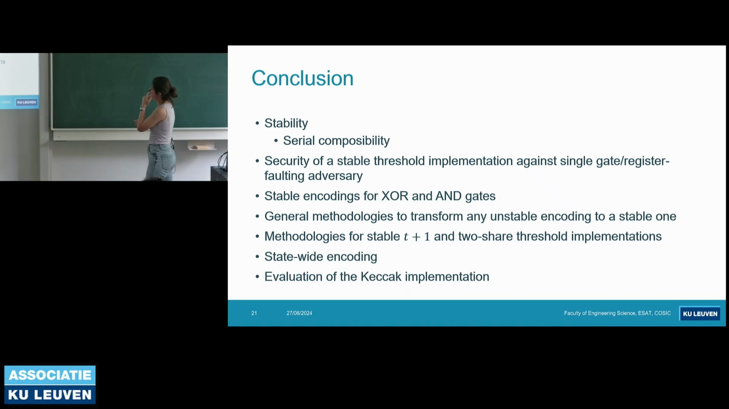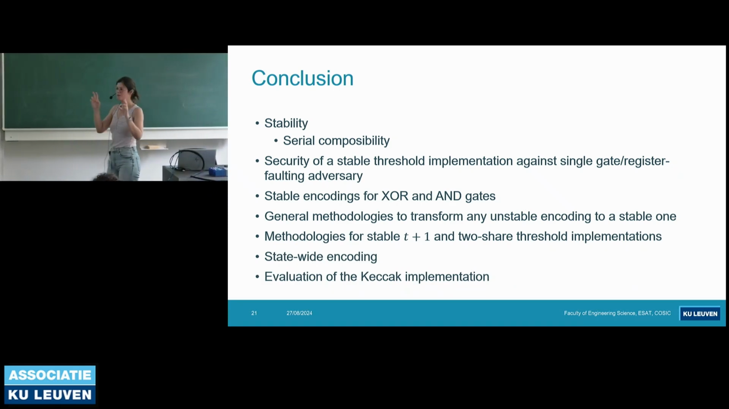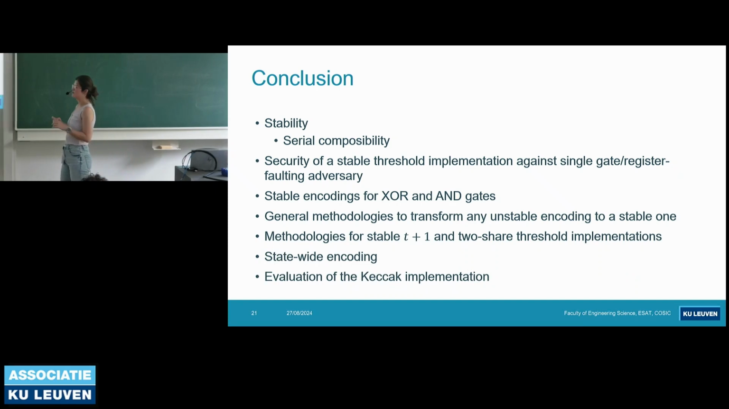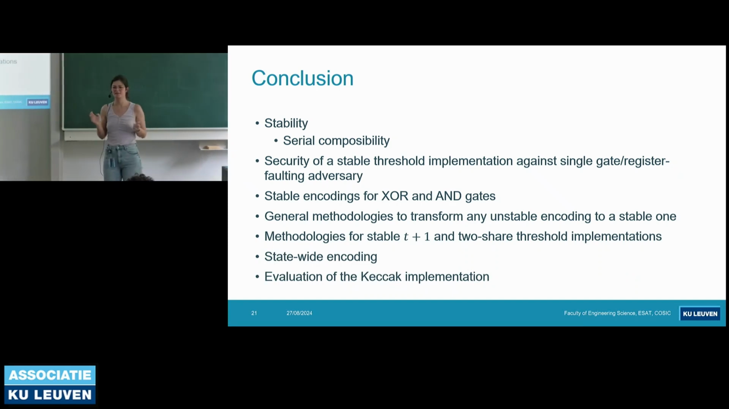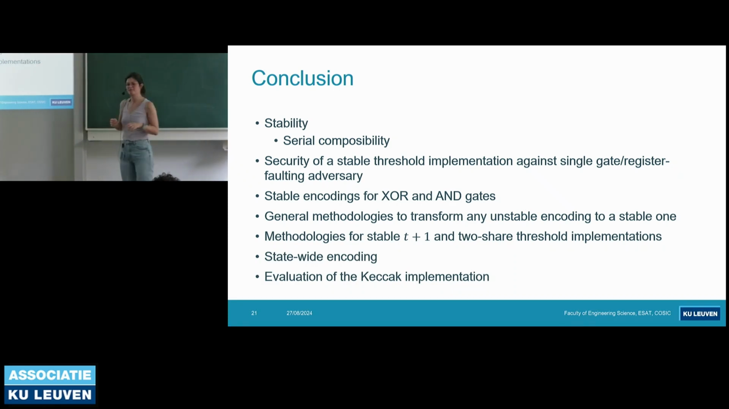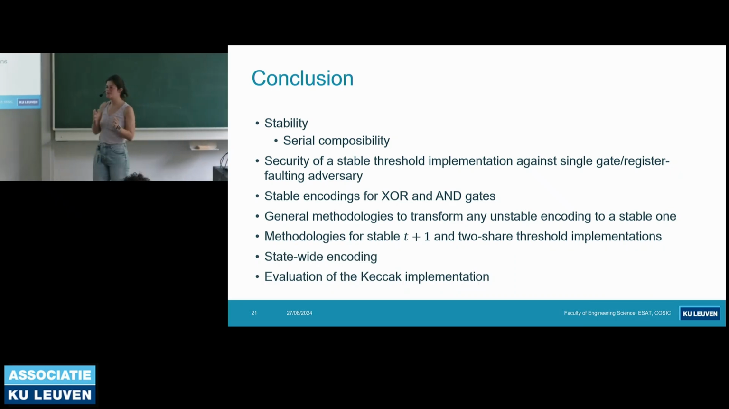Next, we formally define the gate register faulting adversary, and we show how to protect against this kind of adversary. And then we provide stable encodings for XOR and AND gates, which are the cornerstones of cryptographic primitives. And then we provide general methodologies to transform an arbitrary unstable function to a stable one. And then we provide methodologies for stable T+1 and 2-shared threshold implementations.